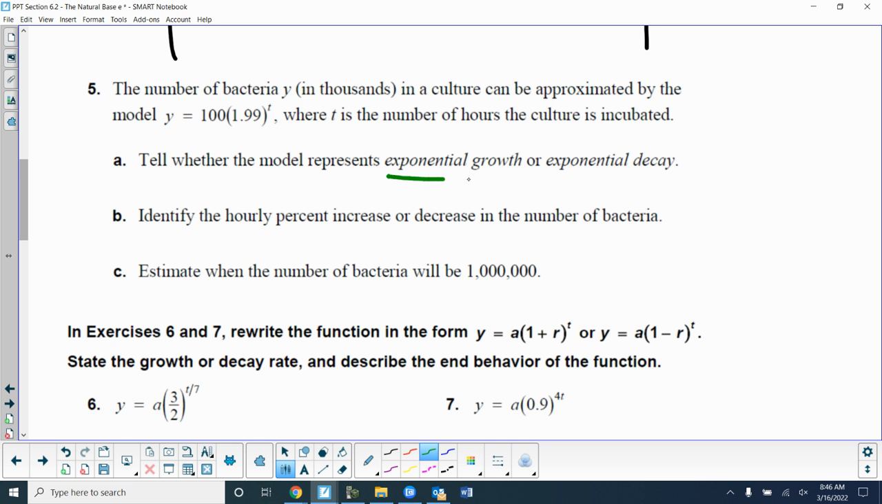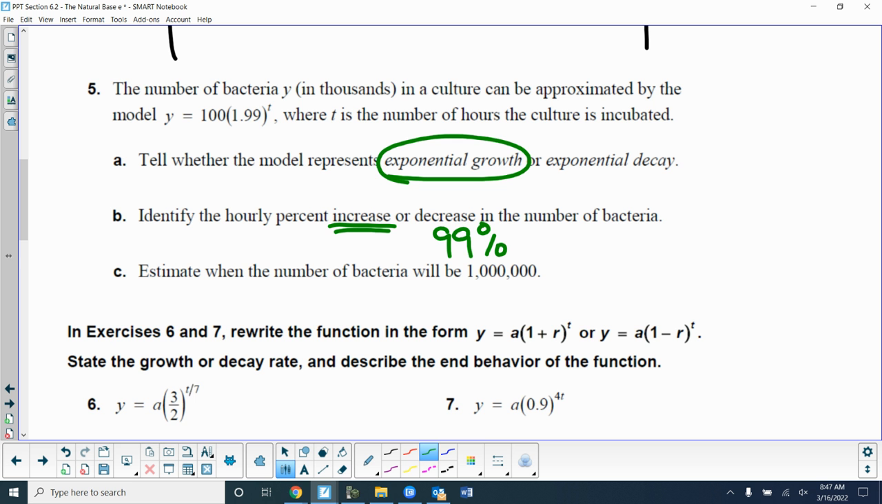So, now, it was an increase because it's growth. What's the increase? What percent? How much more than 1 is it? 0.99, which is what percent? That's 99%, right? You move that decimal point 2 to the right, okay? And then estimate when the number of bacteria will be 1,000,000, okay?